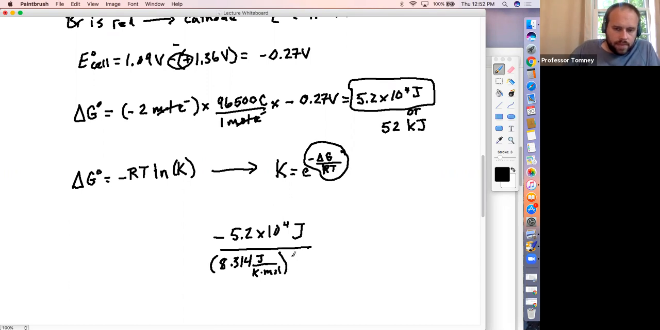All right. And then the temperature here, even though it's not given in the problem, is assumed because we're operating under standard conditions. We did a standard E cell, we did a standard Gibbs free energy. So we're talking about standard conditions. Therefore, 25 degrees Celsius to Kelvin is going to be 298, or 298.15 if you're getting specific.